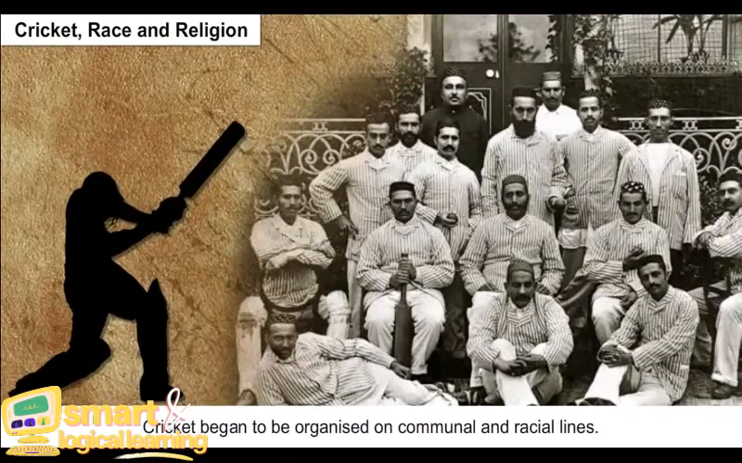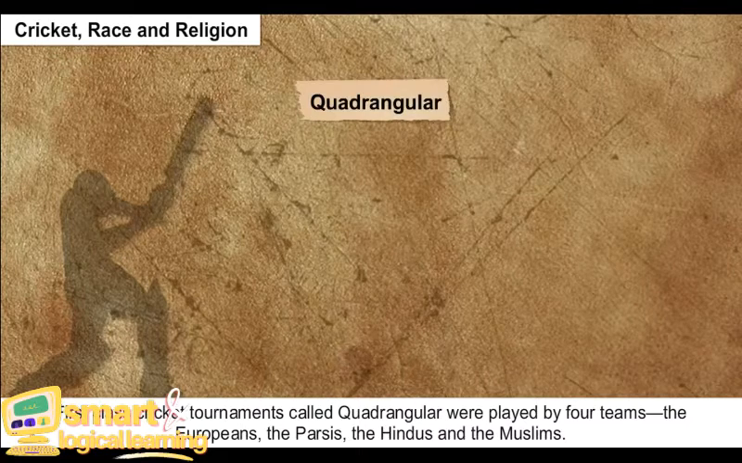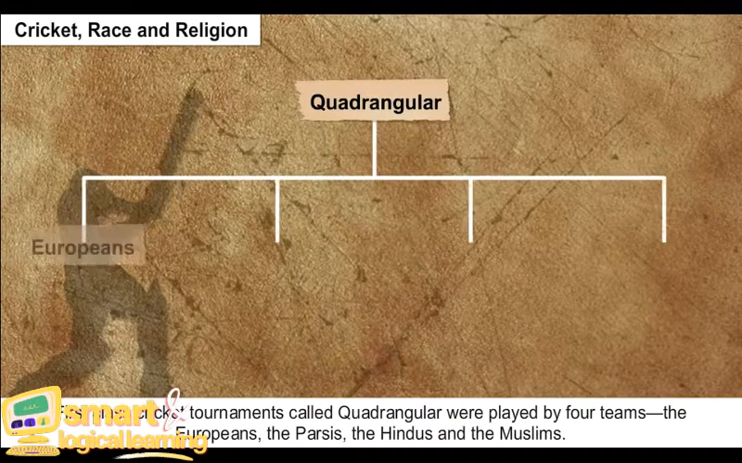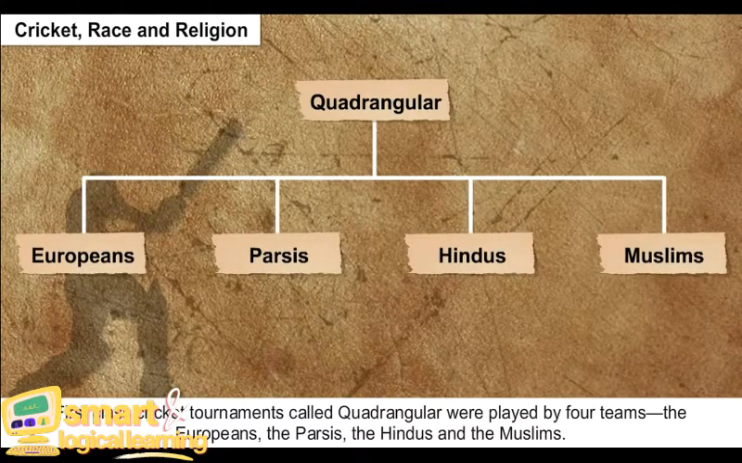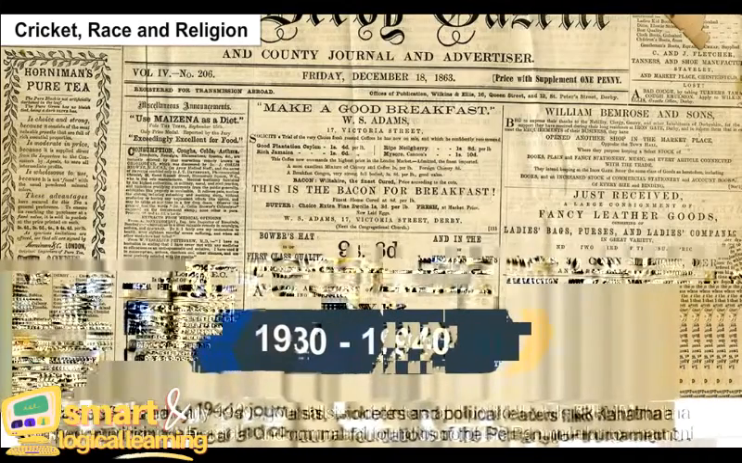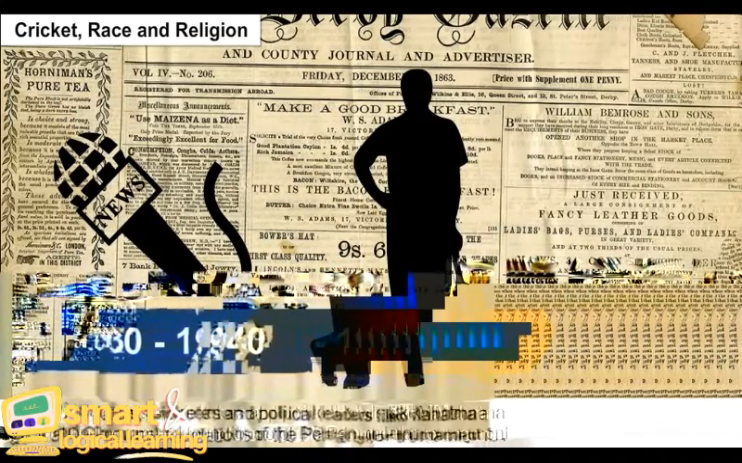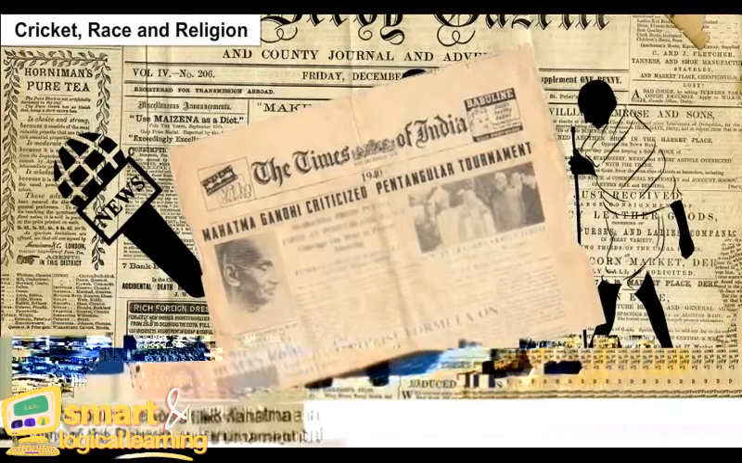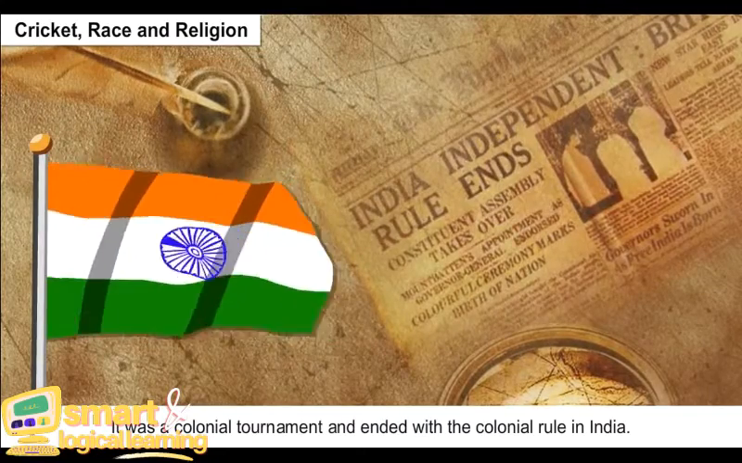Cricket began to be organized on communal and racial lines. First-class cricket tournaments, called quadrangular, were played by 4 teams: the Europeans, the Parsis, the Hindus, and the Muslims. By the late 1930s and early 1940s, journalists, cricketers, and political leaders like Mahatma Gandhi began criticizing the racial and communal foundations of the pentangular tournament with 5 teams. It was a colonial tournament and ended with the colonial rule in India.